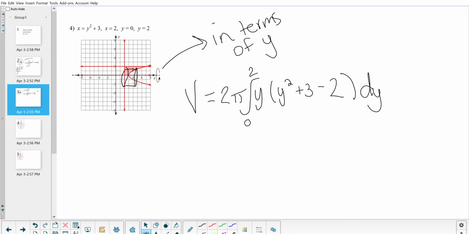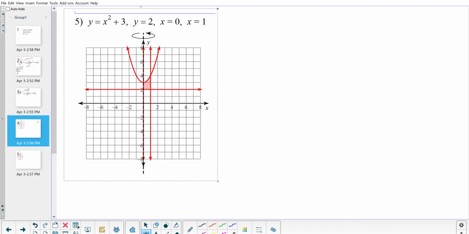You plug that into your calculator. Okay, so now switching to the y-axis. For shells, if we're rotating around the y-axis, we're going to do these in terms of x. Again, just another thing to keep straight between shells versus discs, and the most important thing to keep straight between shells versus discs and washers.